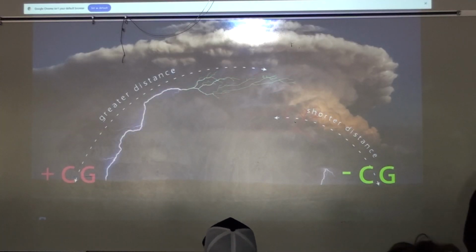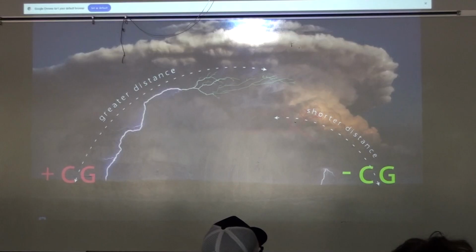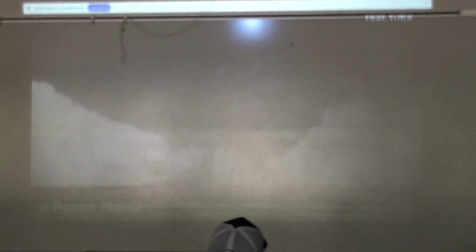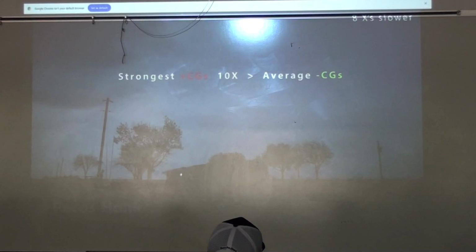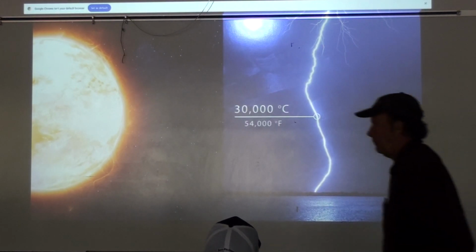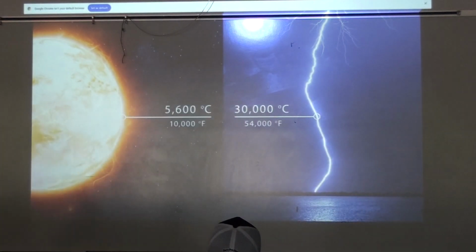Because of the greater distance the leaders have to blaze through the resisting air, the return stroke of these positive CGs is often much hotter, brighter, and longer in duration. The peak charge of positive CGs can be 10 times more powerful than a typical negative CG, and thus considerably more dangerous. These are generally the most powerful CGs, reaching temperatures up to 30,000 degrees Celsius. That's roughly 5 times hotter than the surface of our sun.